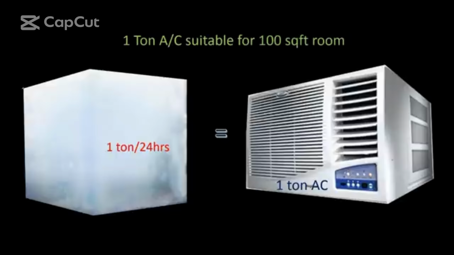As a normal practice, a 1 ton AC is capable of cooling a 100 square feet room. 100 square feet means a 10 by 10 room, and height normally will be 10. So for a 10 feet by 10 feet room, a 1 ton AC is suitable. If the room size is bigger than that 100 square feet, then you can go for a 1.5 ton AC. So that is why we are calling it in tons.